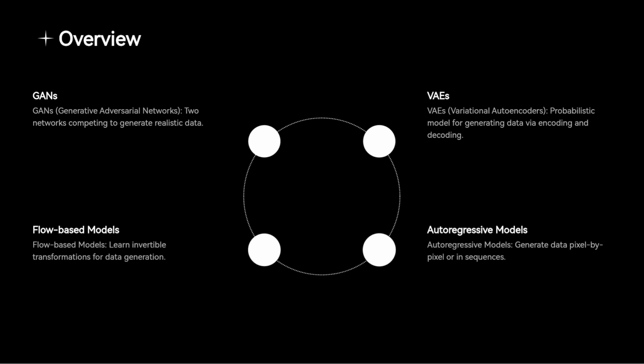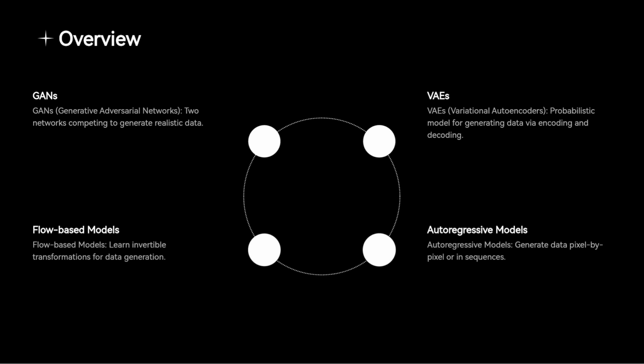Flow-based models. These models learn a bijective, invertible, transformation that can map data from a simple distribution, like a Gaussian, to a complex data distribution. This allows for exact likelihood computation and sampling from the distribution. Flow-based models are known for high-quality generated images, but are computationally expensive.